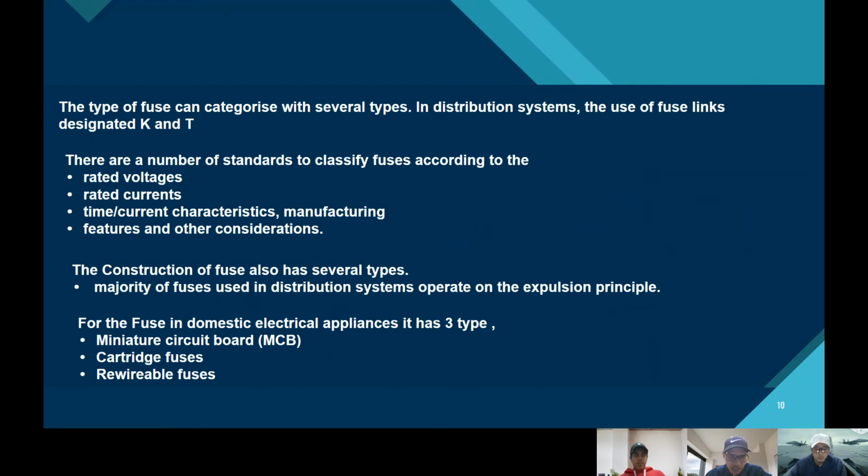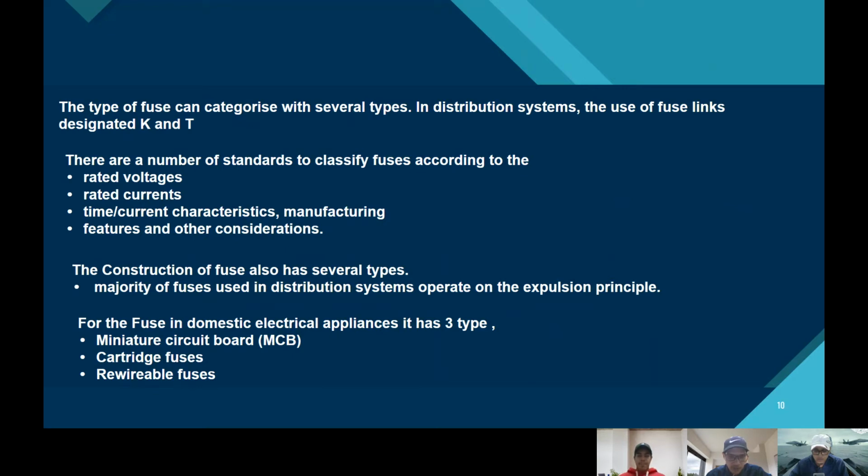So the type of fuse can be categorized into several types. In distribution system, the fuse links are designed for K and T. So K and T have their function properly. There are a number of standards to classify fuse according to rated voltage, rated current, time current characteristic, manufacturing feature, and other considerations. With these standards, we can classify the fuse based on the condition.